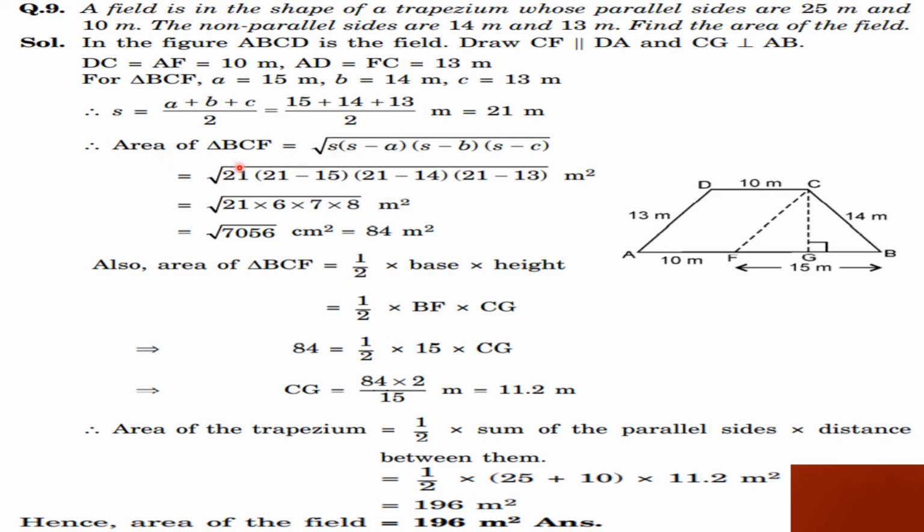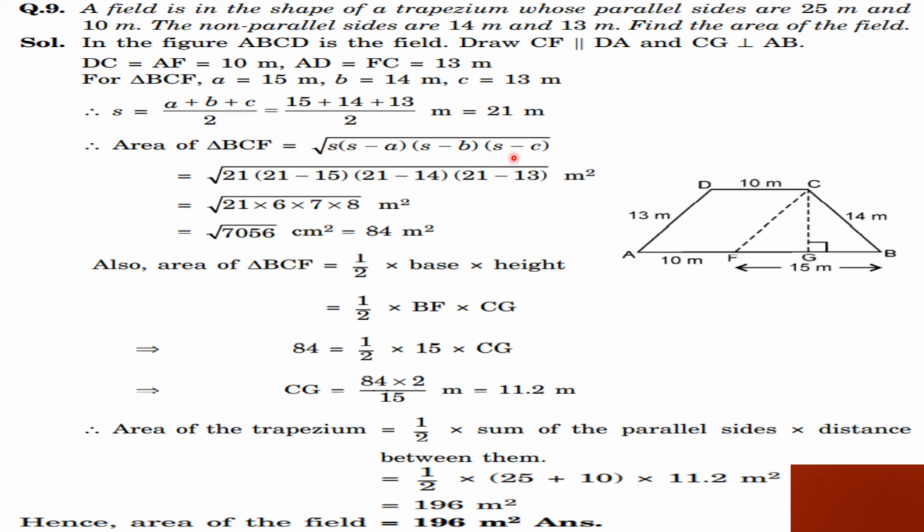Now, therefore, area of triangle BCF is equal to square root of S into S minus A into S minus B into S minus C. We are using Heron's formula to find the area of triangle BCF. That is equal to square root of, what is the value of S here? 21 into, what is S minus A? 21 minus 15. Into S minus B, so what is S here? 21 minus B means here 14. Understood this part, children?